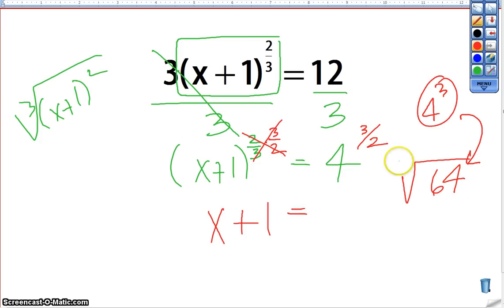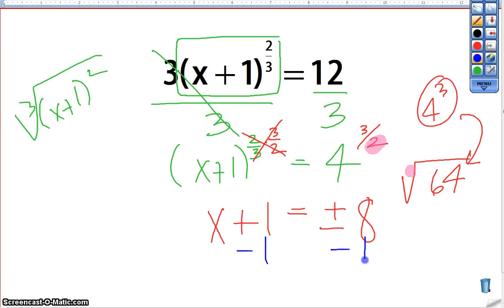And you know, when you square root something, it has to be plus or minus the answer. So that's why I'm saying, when you have an even denominator or an even number inside your radical sign, you need to plus or minus your answer. Now, I got to finish solving this.